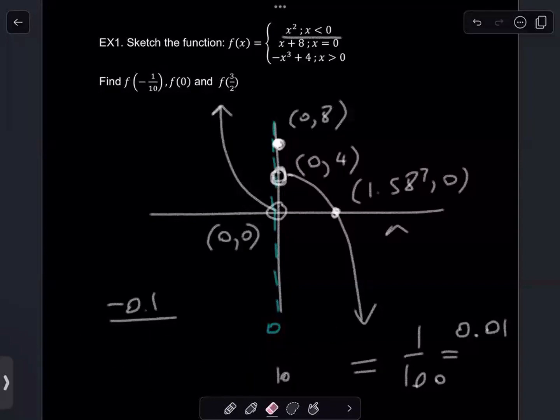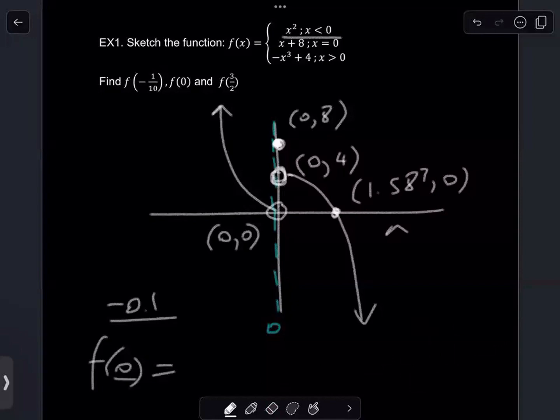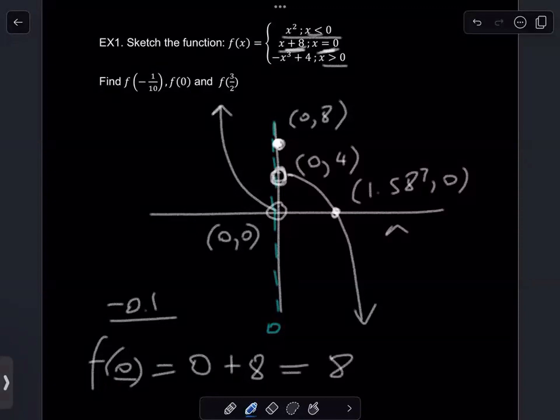Then we'll deal with f of 0. So we have f of 0. Then all you need to ask yourself is, what's your x input value? Well, it's 0. Is 0 less than 0, equal to 0, greater than 0? Well, your x input value is 0. So it's clearly equal to 0. We have to follow this function here, x plus 8. So your output is going to be x plus 8, but your input value is 0, so we have 0 plus 8, and that's just equal to 8. And it makes sense because we have that point plotted on the graph.